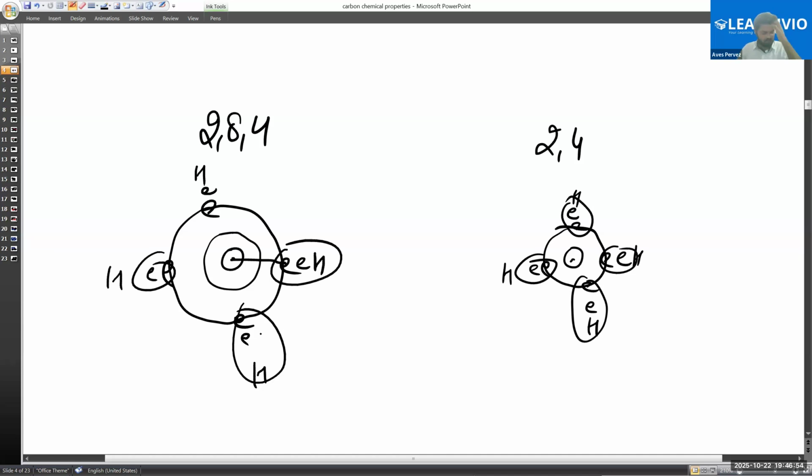Yes, this is one of the reasons. So silicon is the other element. The first is small size.